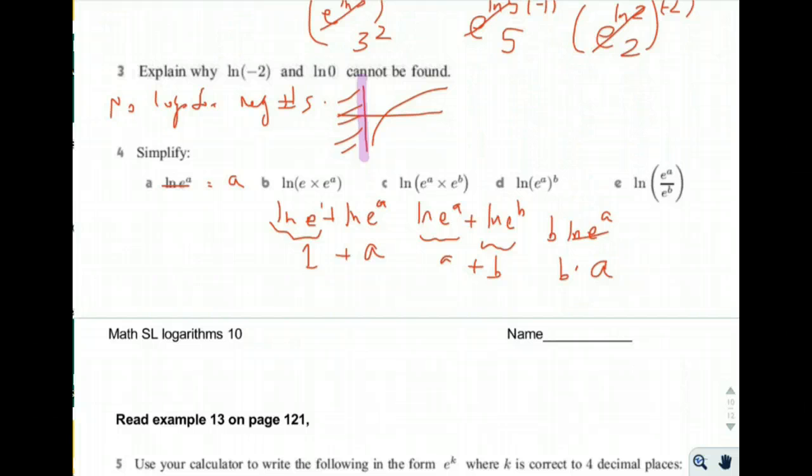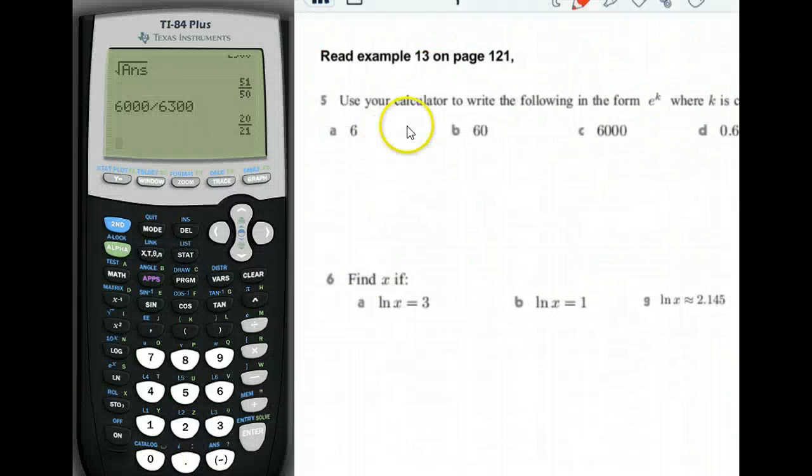Log of e to the a over e to the b would be the same thing as log of e to the a minus log of e to the b. And they undo each other, so it's a minus b. And you're done. Use your calculator to write the following in the form e to the k, where k is correct to 4 decimal places.